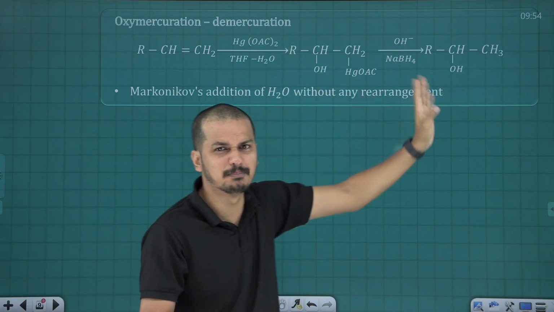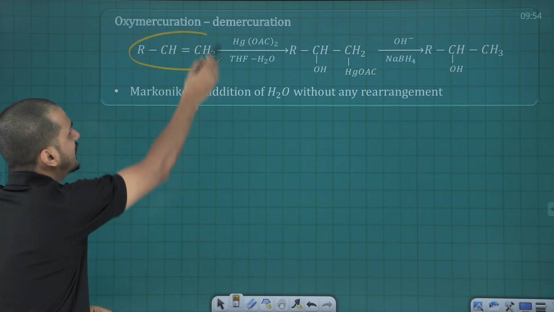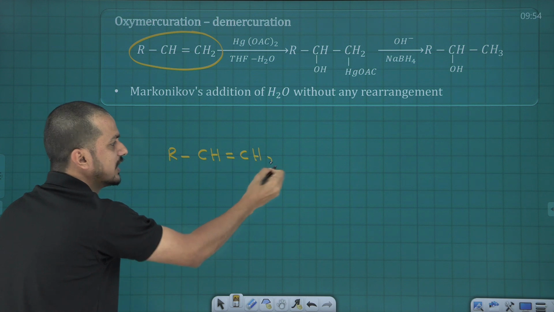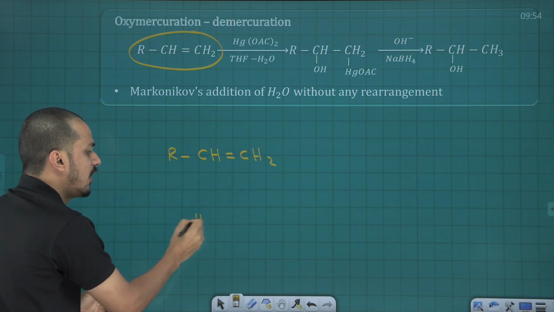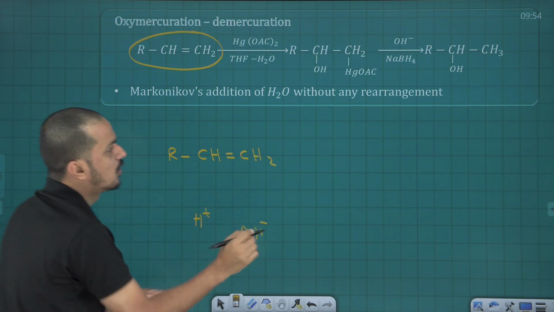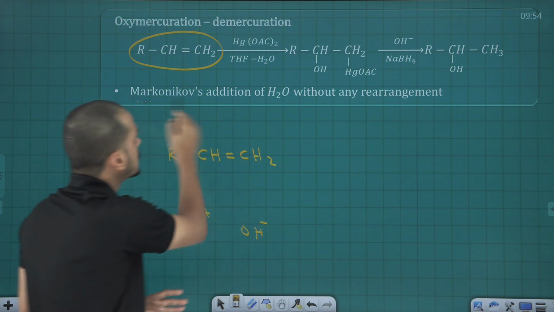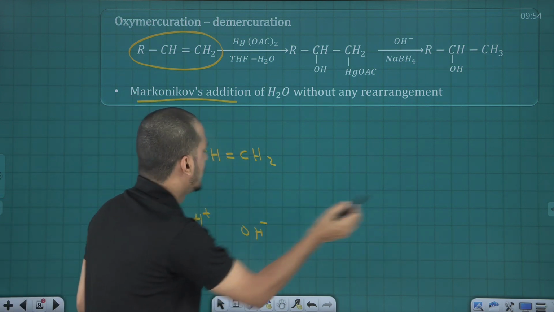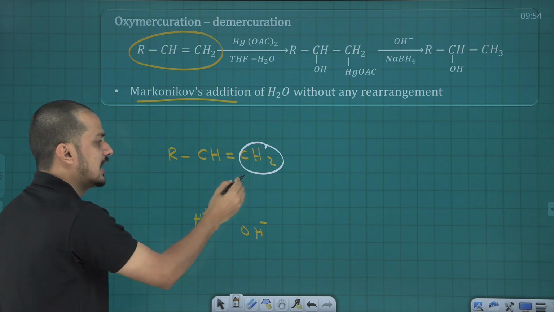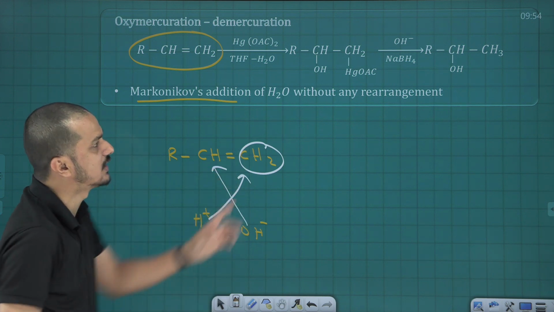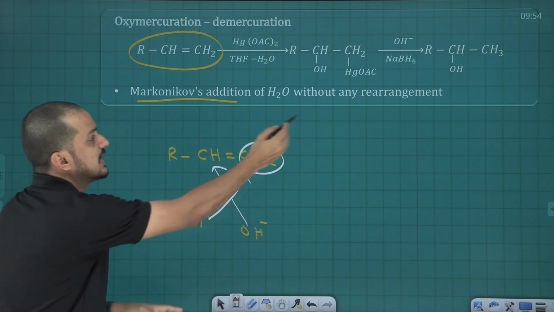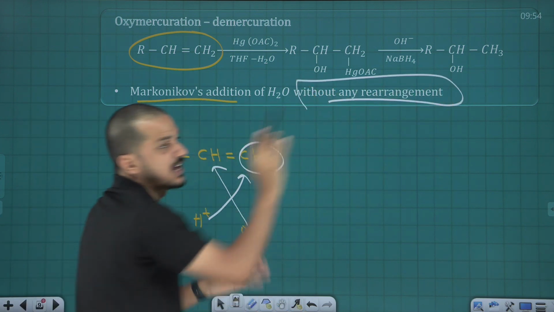So it is simply, you are having one alkene, RCH double bond CH2. Here actually what is happening is addition of water molecule in accordance with Markovnikov rule. That means what will happen? O will go and attach, H will go and attach, here OH will go and attach. So you will get RCHOH CH3. But there is no rearrangement here.